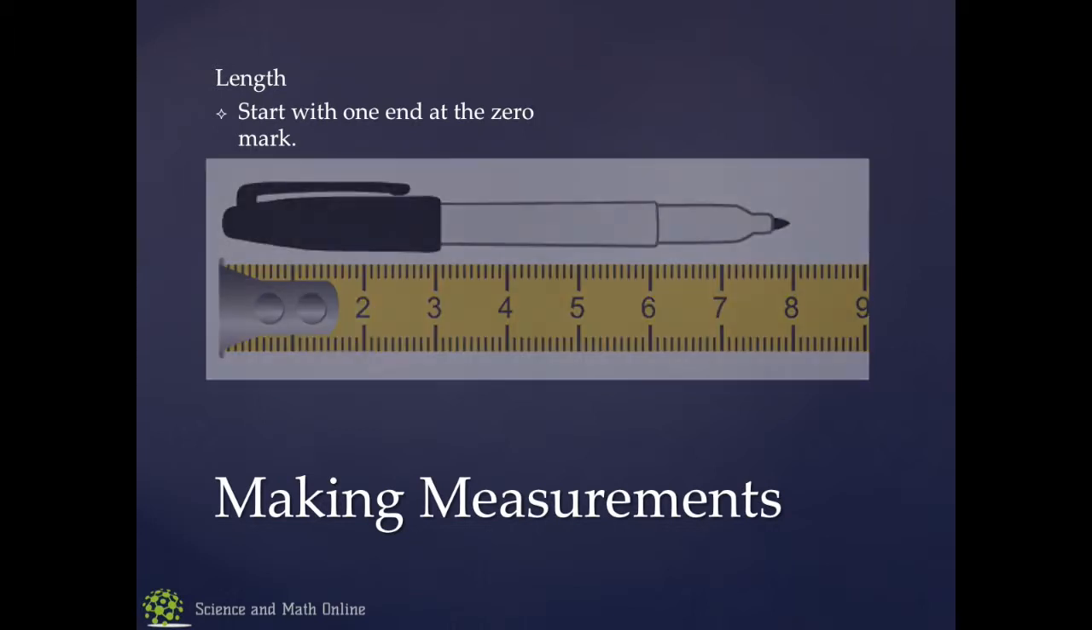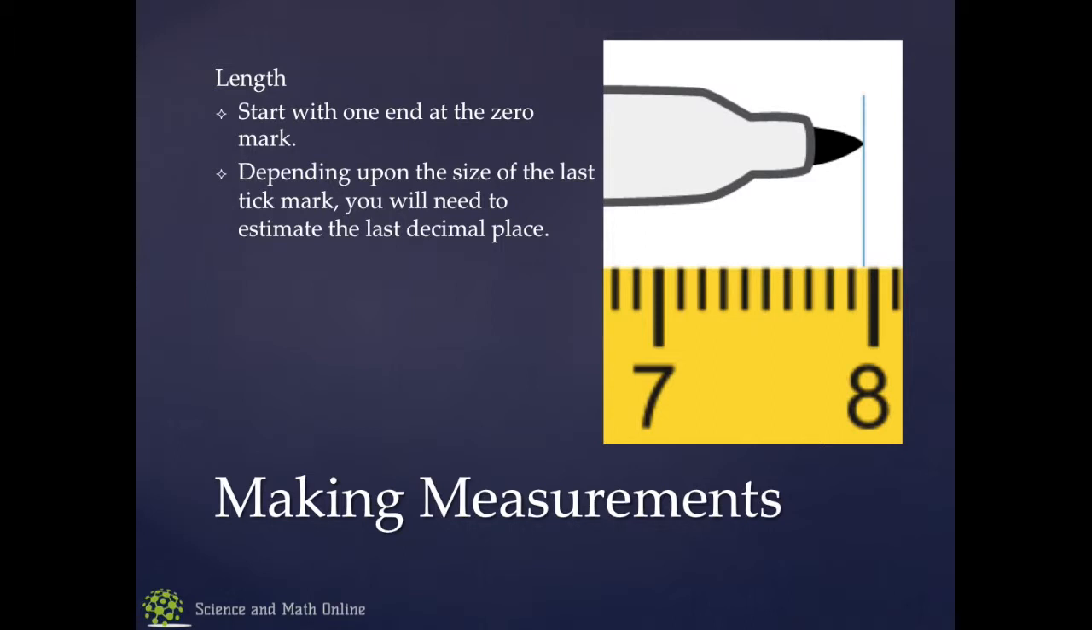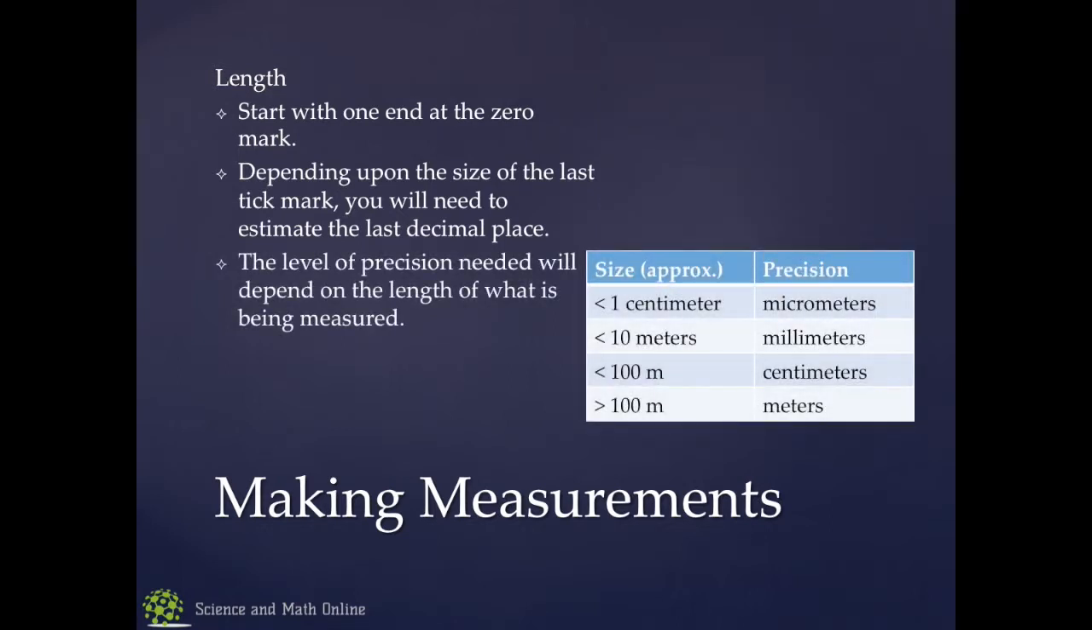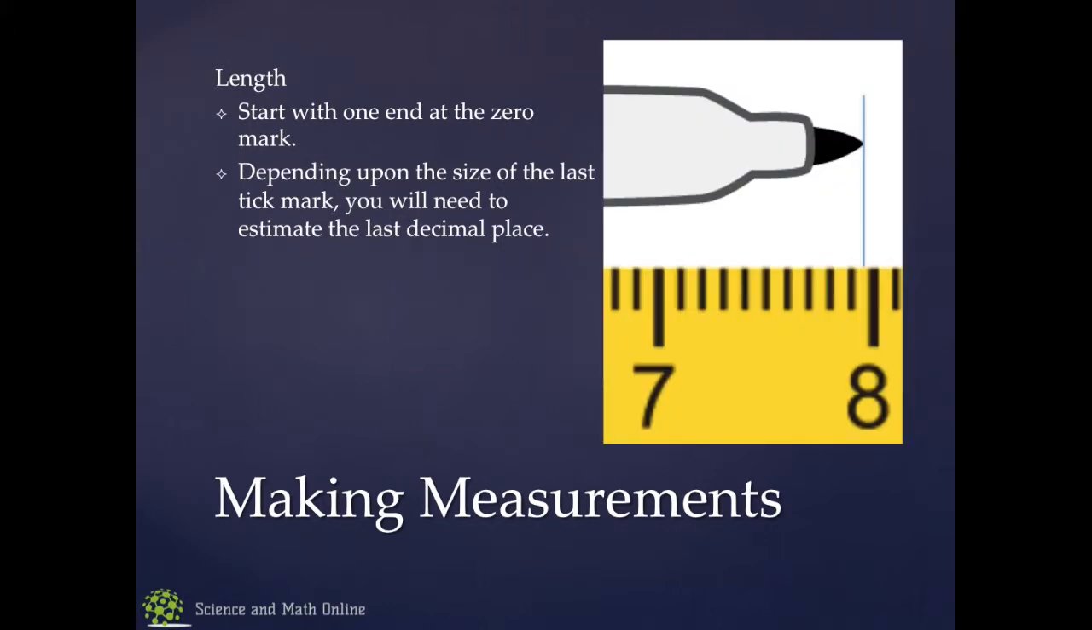Okay. Then, depending upon the size of the tick mark, you'll need to estimate the last decimal place. Okay. So, for example, looking at this marker, it ends just before the 8 centimeter mark. And that level of precision that you need is going to vary depending upon what's being measured. So, here I'm measuring something relatively small. You could say that it's 7, like if you had a magnifying glass, you could say, hey, that is 7.96 centimeters. Something like that.